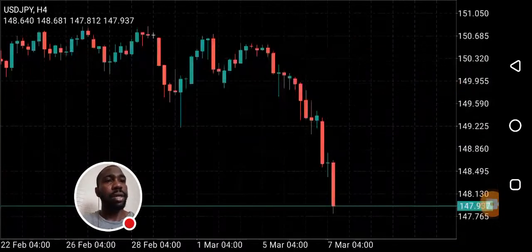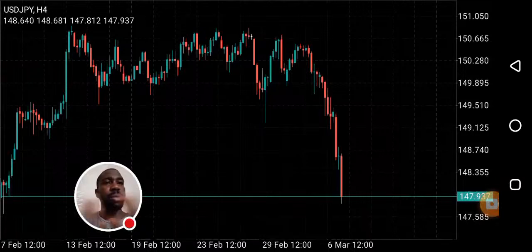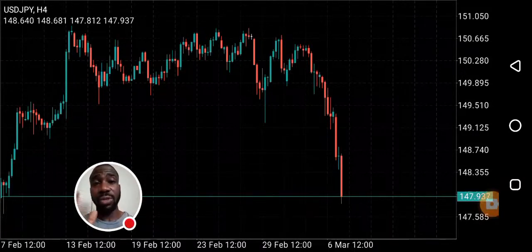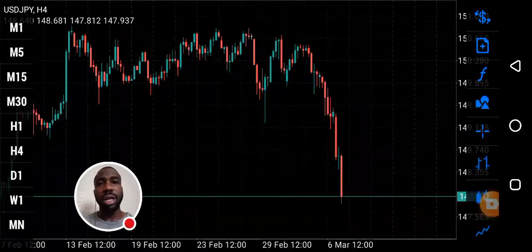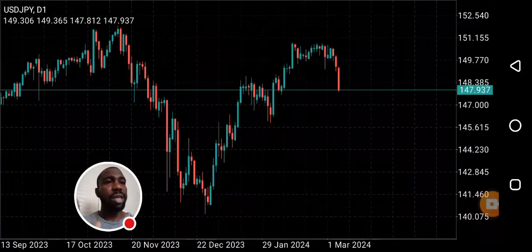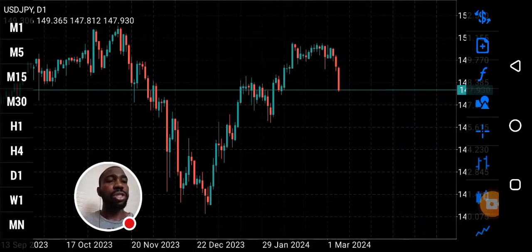USD JPY. You can see USD JPY is bearish. I shared this with you guys during the weekly market outlook session. It has been bearish, and this is not the right time to sell USD JPY. You can see where price started dropping. It started on Tuesday. It has been bearish since Tuesday.